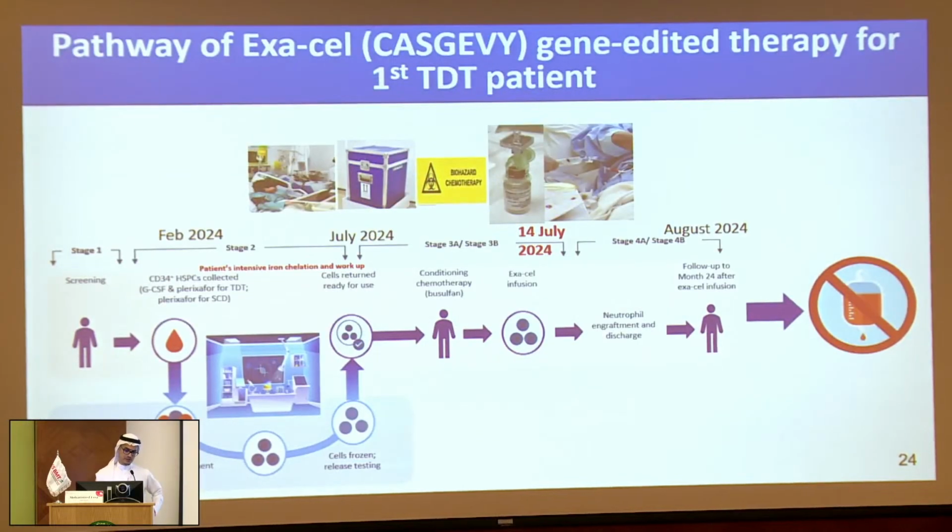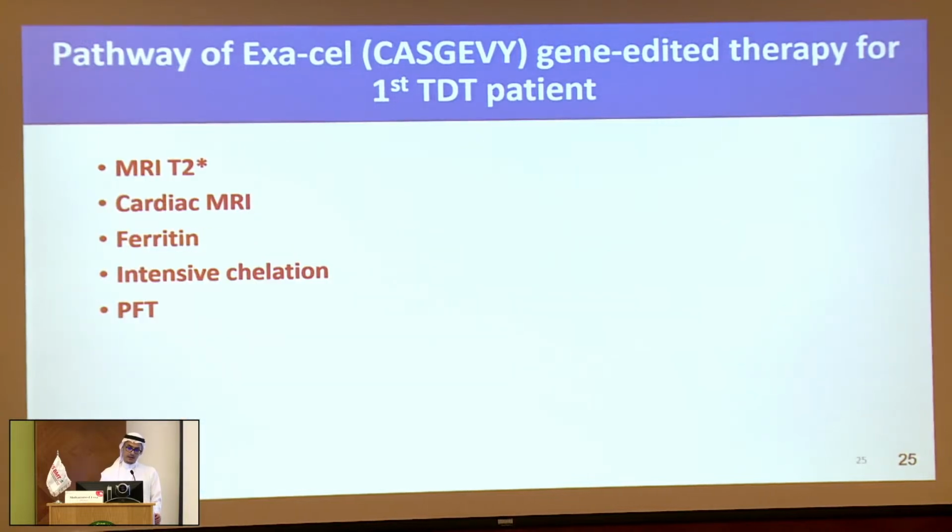So we received this patient in February and collected him. One collection, one cycle, was enough to ship the cells, and we got the great news after that the cells are enough, and the quality check gave us a green light. There is a lot of work and quality control to make sure that the cells are adequate and of good quality. So once we received them at the end of June, we started the patient on the conditioning regimen. But before that, we reassessed the MRI T2 star again.